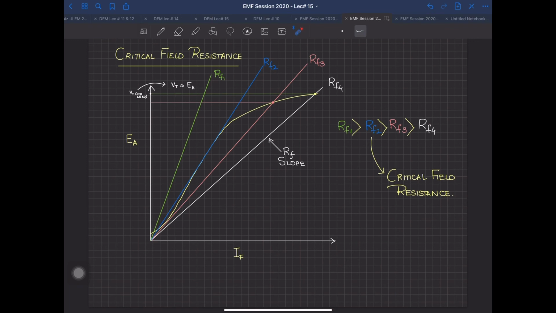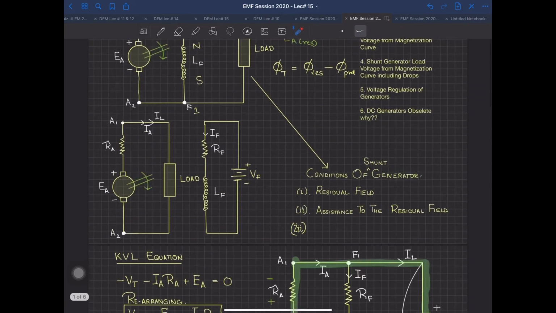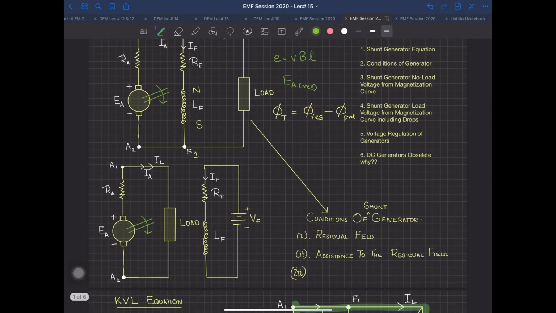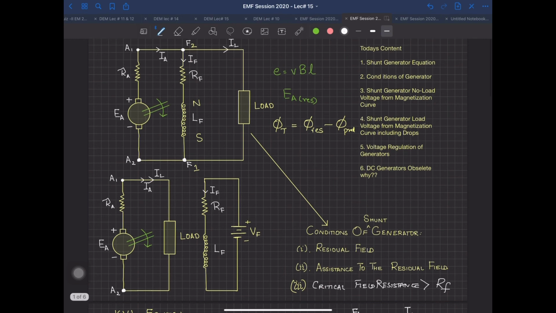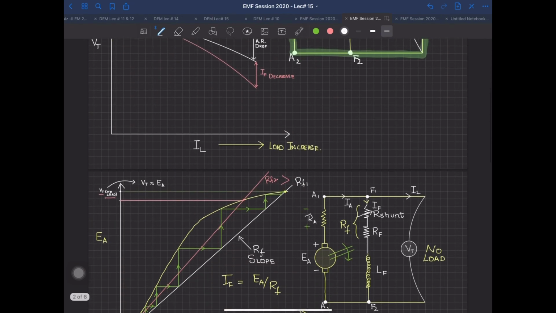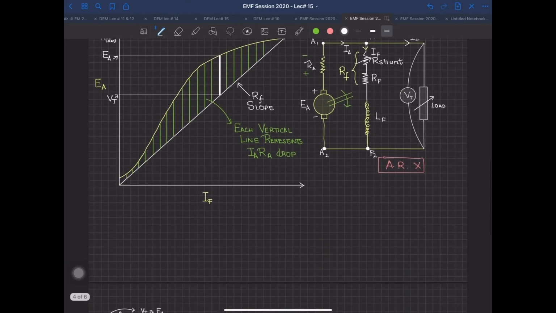So critical field resistance is that third condition which I told you in the very start. The third condition for a shunt generator is the critical field resistance value. So your field winding resistance has to be less than the critical field resistance, so that the shunt generator can actually produce the voltage available to you. So this was all for today, and this is lecture number 15.